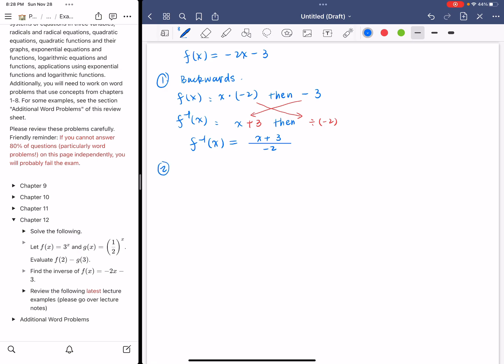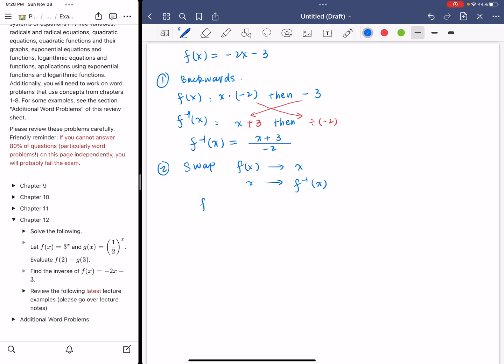The second method is the swap method. So you basically swap the x and y. In our case, you are swapping these. So f of x will be replaced with x, and then x will be replaced with f inverse of x. So these are the swaps that you need to do, and then you isolate f inverse. So let's do the swap.